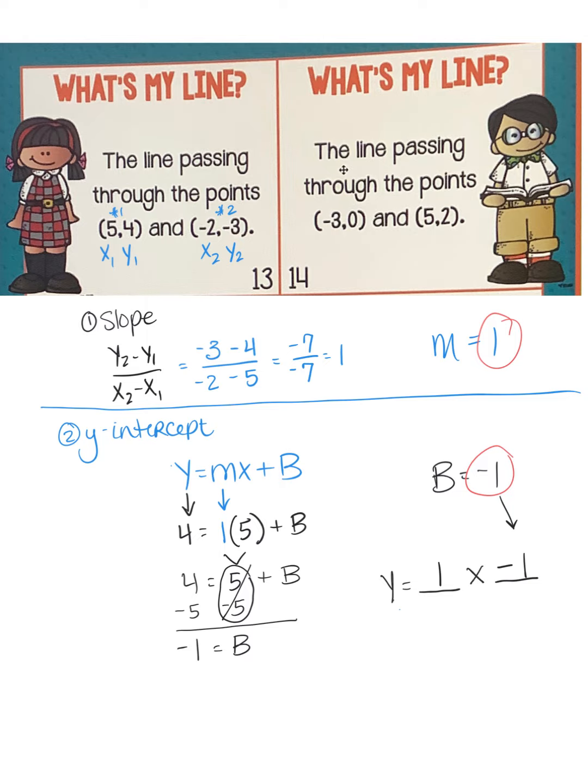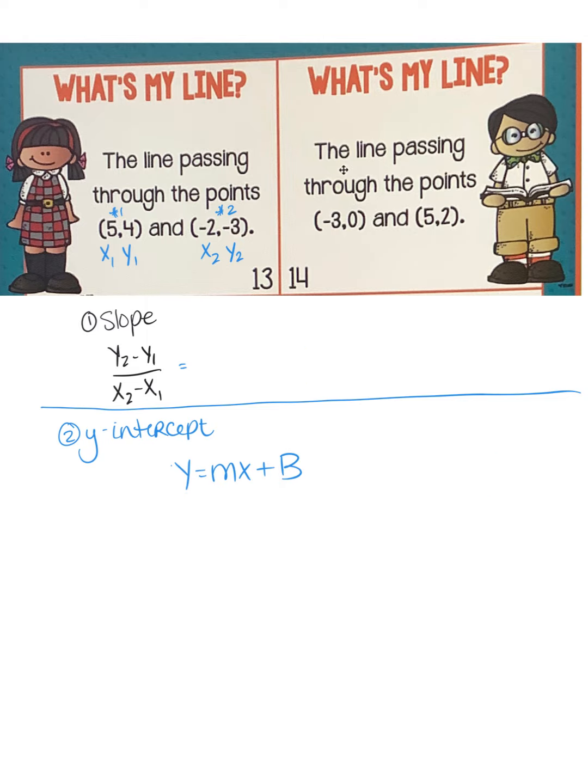Let's try the second one. Okay, this one's exactly the same. I'm going to first label my points. This is my first point, so this is x1, y1. This is my second point, x2, y2. So for my slope, I need to be careful. y2 minus y1 in this case is going to be 2 minus 0. And x2 minus x1 is going to be 5 minus negative 3.